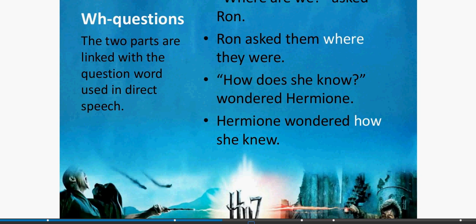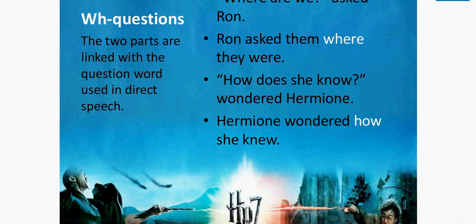Then slide number 7, WH questions. The two parts are linked with the question word used in direct speech. So, where are we? Asked Ron. So, Ron asked them where they are. This is inversion, guys. We talked about it. It's very important to make the inversion between the subject and the verb. How does she know? Wondered Hermione. So, Hermione wondered how she knew in the past, because wondered is in the past.